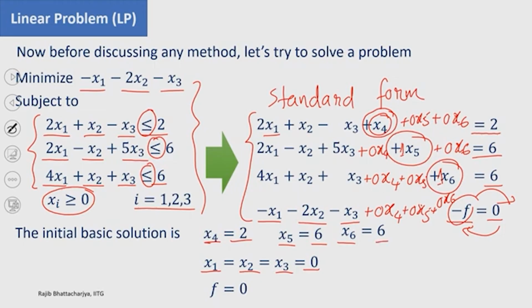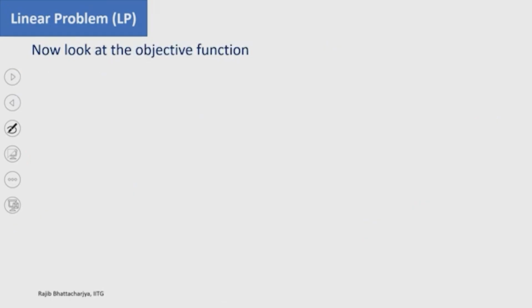So, this is one feasible solution anyway. The objective function value is 0 here. Now, this is one of the solutions. It is not the optimal solution, but this is the initial basic solution, or initial basic feasible solution. Now, look at the objective function. So, the objective function is minus x1 minus twice x2 minus x3 minus f equal to 0.